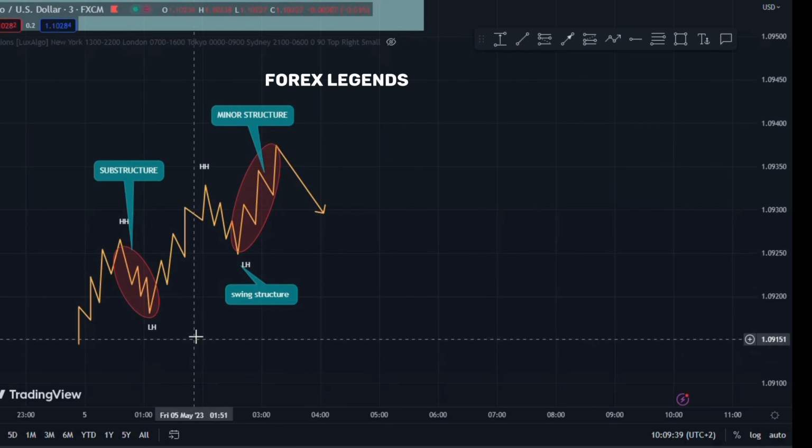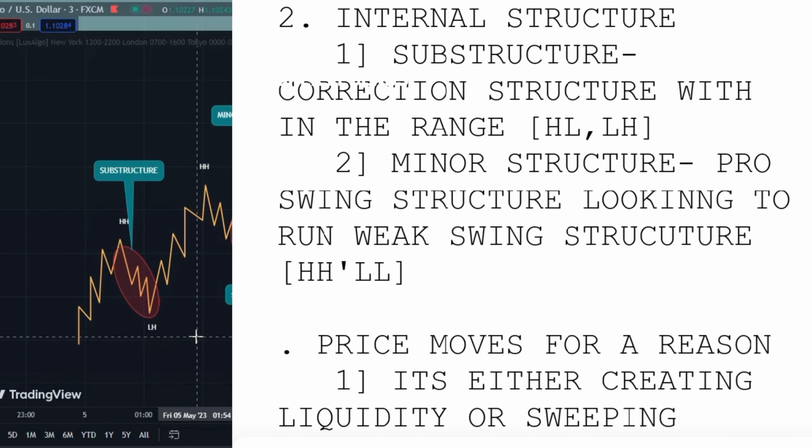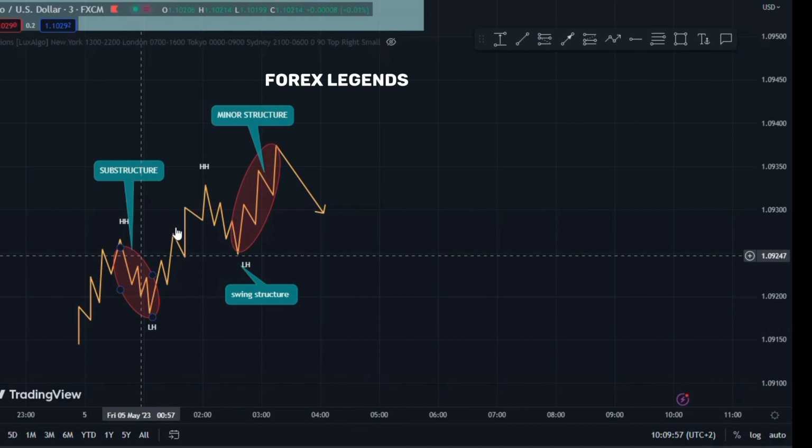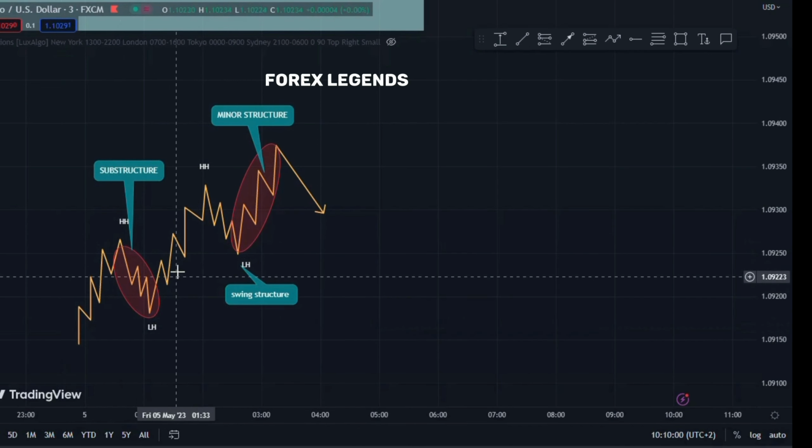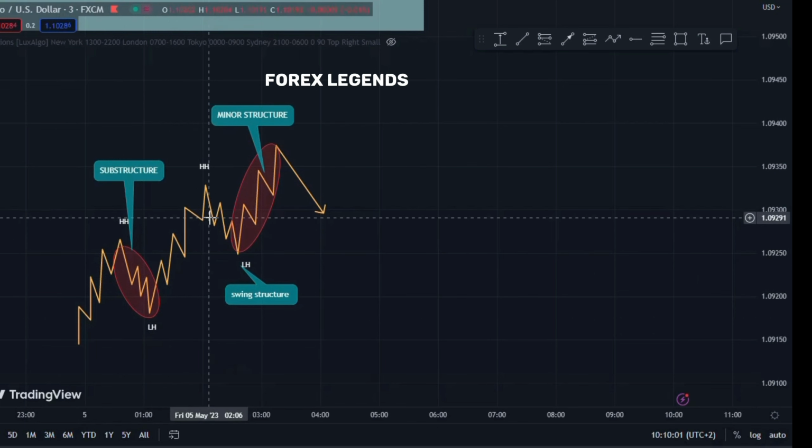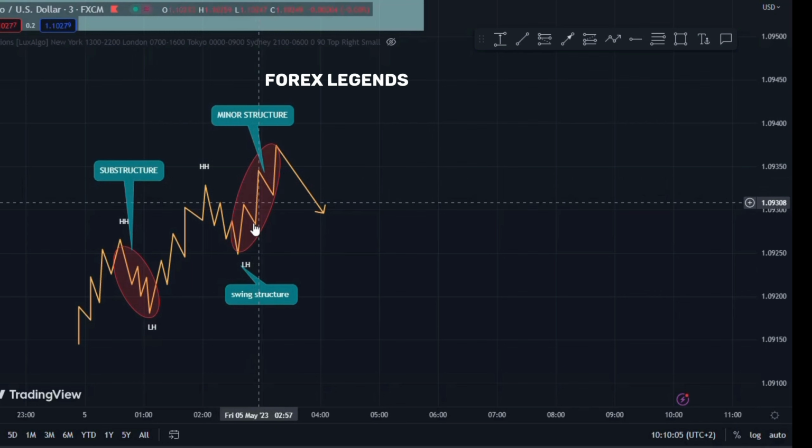Cool. Now, the next thing we'll be looking at is a minor structure. What is a minor structure? The definition, write it down, is a pro-swing structure looking to run the weak swing structure. What does that mean? Obviously, we can see we're in an uptrend, right? Now, when we're in an uptrend, these small moves which are breaking to the upside, we call them the minor structure because they're following the pro trend.